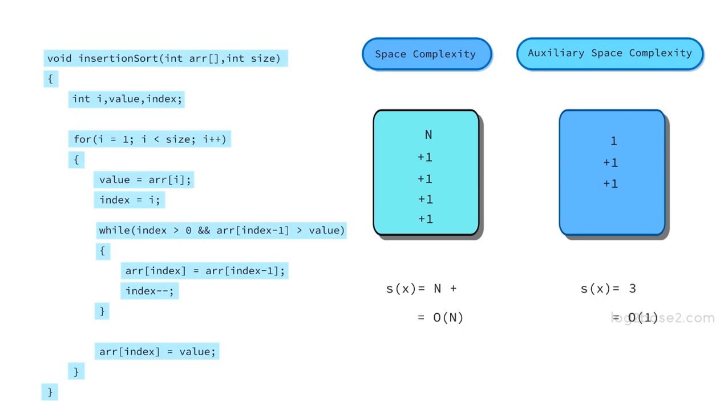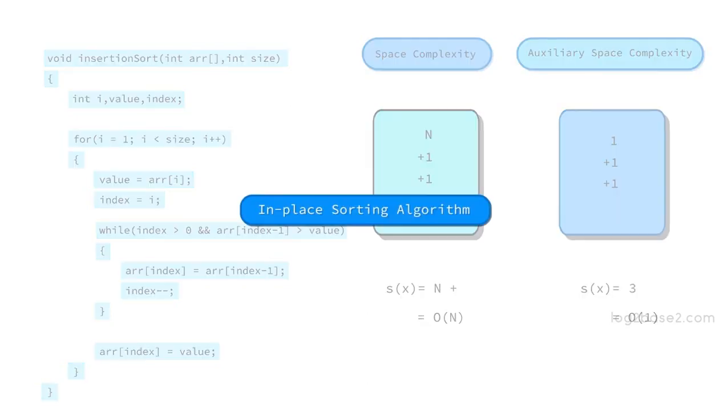And we know that if a sorting algorithm sorts all the elements without using any extra memory, or sorts all the elements with auxiliary space complexity of order of 1, then we can call that sorting algorithm an in-place sorting algorithm. So by that definition, here insertion sort is definitely an in-place sorting algorithm.